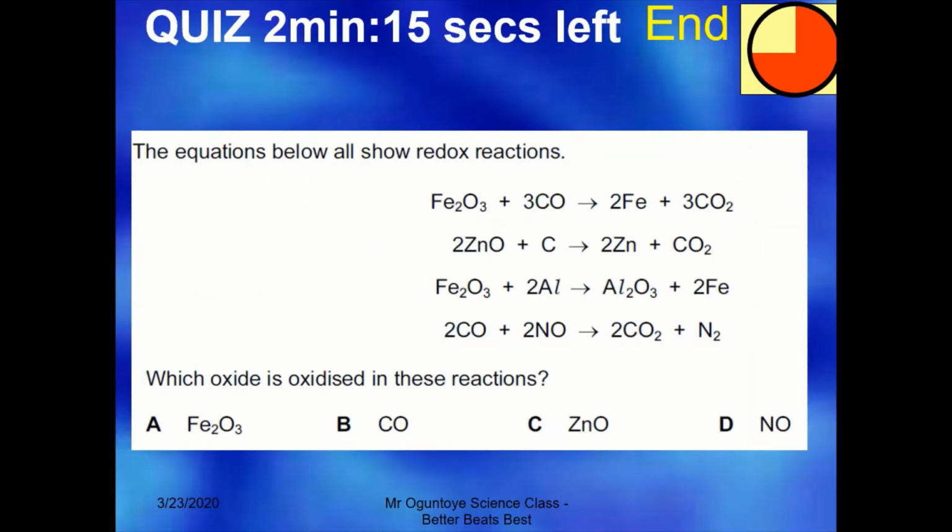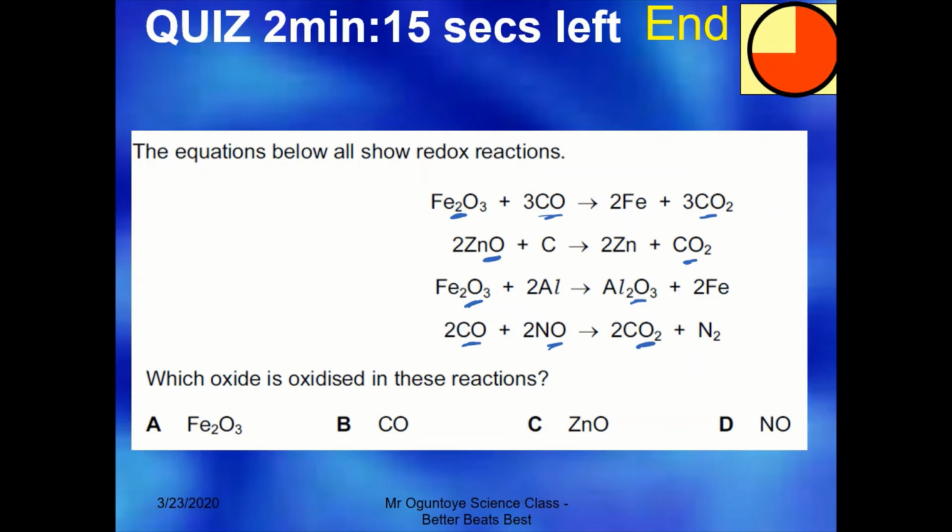Question 2 says which oxide is oxidized in this reaction. So first you ask yourself, what are the oxides I have in this reaction? Let's try to name the oxides we have. This is iron oxide, this is carbon monoxide, this is carbon dioxide, this is zinc oxide, this is carbon dioxide, this is iron oxide, this is aluminum oxide, carbon monoxide, nitrogen monoxide, carbon dioxide. So let's take it one after the other.